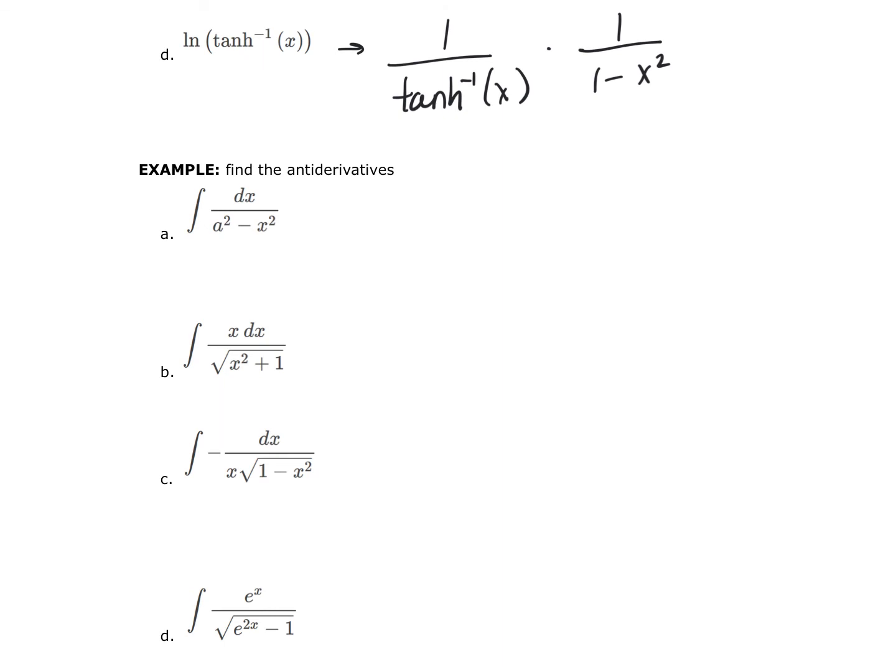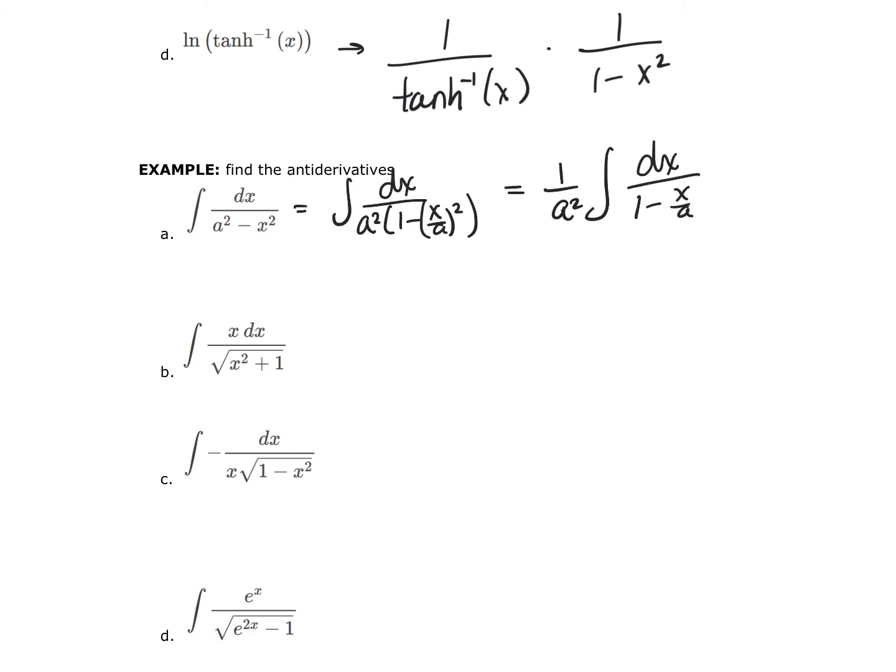All right, so now what we're going to do is find the antiderivatives. Now remember, all I have is the derivatives. So I'm going to look to see if I can find one that looks like my derivatives. And if I take a look at a, I have dx over a squared minus x squared. And since I don't give you the table of integrations, but I do give you the table of derivatives, let's rewrite this as dx over, I'm going to factor out an a squared, so I have 1 minus x over a, the quantity squared. And so by factoring out that a squared, I'm going to have 1 over a squared, the integration of dx over 1 minus x over a.